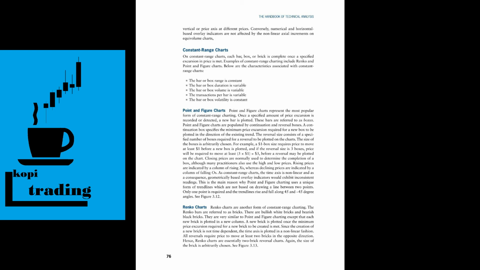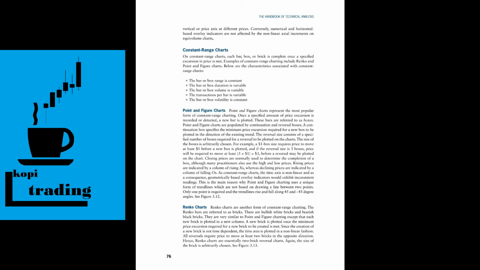Point and figure charts. Point and figure charts represent the most popular form of constant range charting. Once a specified amount of price excursion is recorded or detected, a new bar is plotted. These bars are referred to as boxes. Point and figure charts are populated by continuation and reversal boxes. A continuation box specifies the minimum price excursion required for a new box to be plotted in the direction of the existing trend. The reversal size consists of a specified number of boxes required for a reversal to be plotted on the charts. The size of the boxes is arbitrarily chosen.